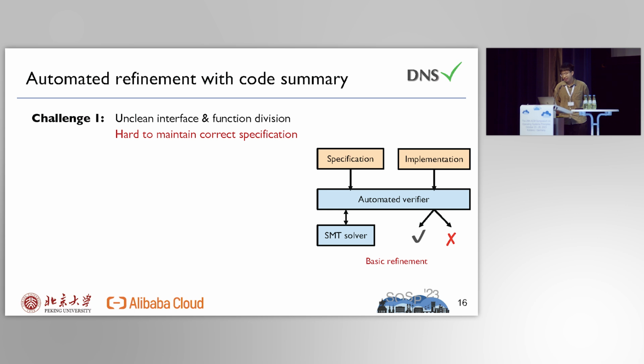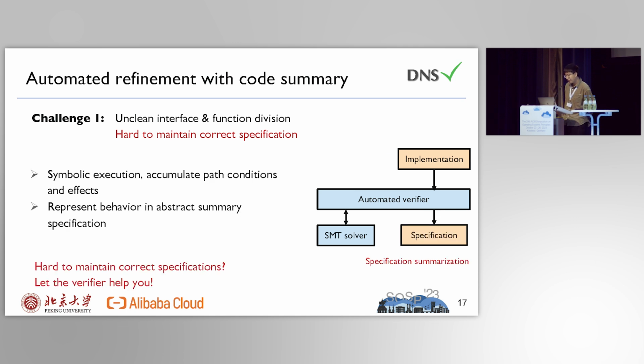To resolve the unclean interface problem, we designed automated refinement with code summary technique to keep free from writing specifications for those modules. Basically, refinement verification takes specification and implementation as the input, runs symbolic execution based on an SMT solver, and outputs a yes or no. Because it's very hard to maintain the correct specification for each module, DNSV moves the specification to the output of the automated verifier.